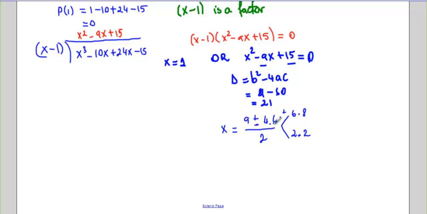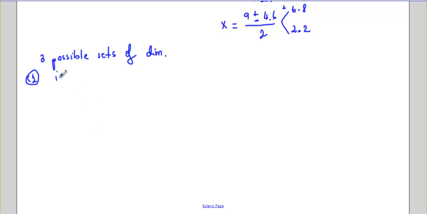So what do we notice right now? We have three possibilities for x. X equals 1, x equals 6.8, and x equals 2.2. We do have to explore all three of them because these are three possible sets of dimensions. And we have to see if we can generate possible length and width for that cardboard box.